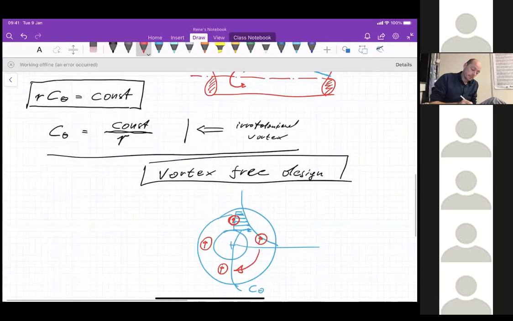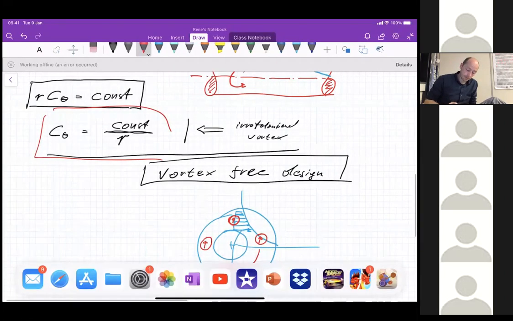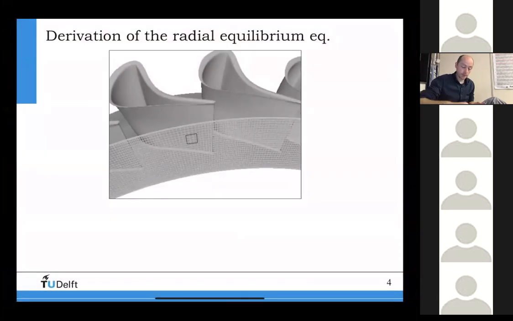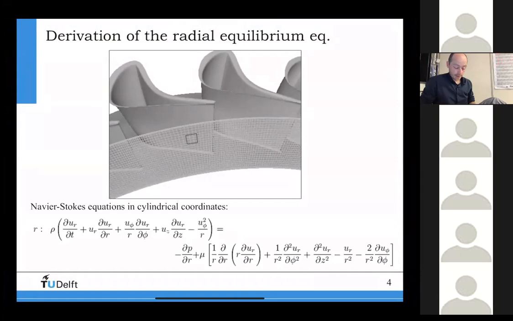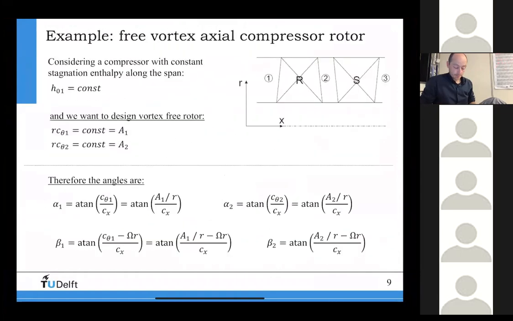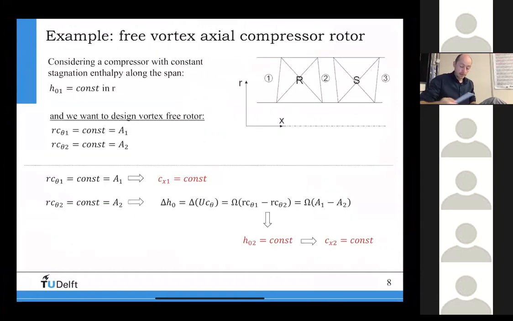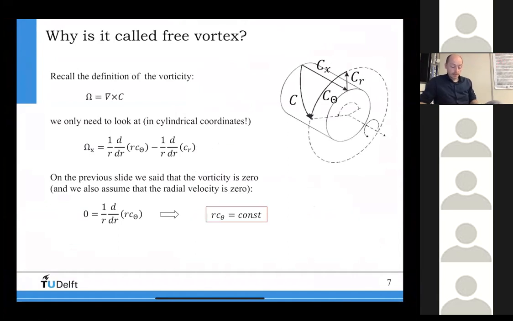Okay? And now let me go back to the slides. Then I finish this and I discuss the homework assignment. All of these things that I discussed now are also given in the slides, and I did it a bit slower. You can see here that you can also use the definition of vorticity, which is nabla cross C. And if you say the vorticity should be 0, you will also end up with the same relation here, R C theta is constant.